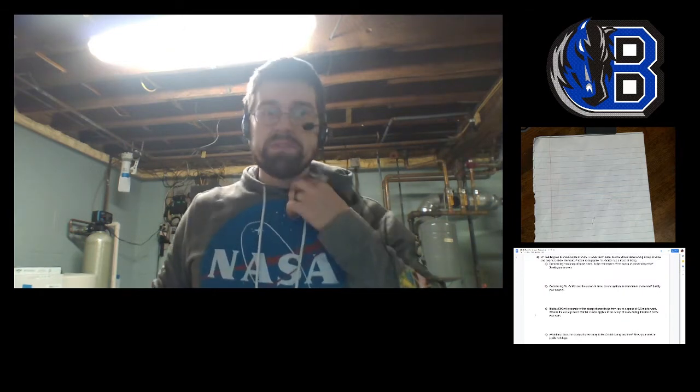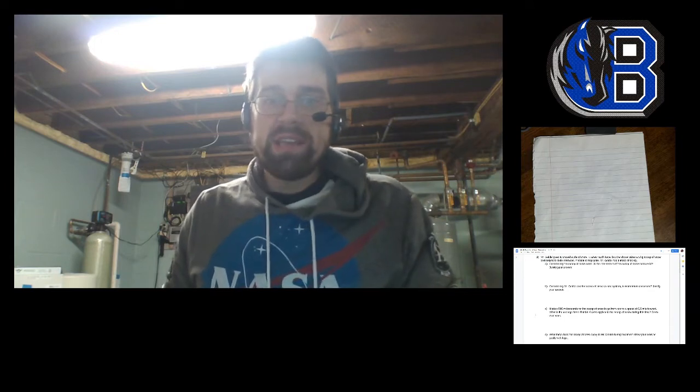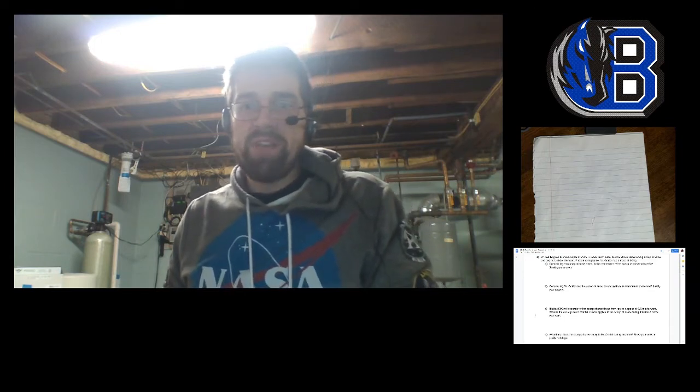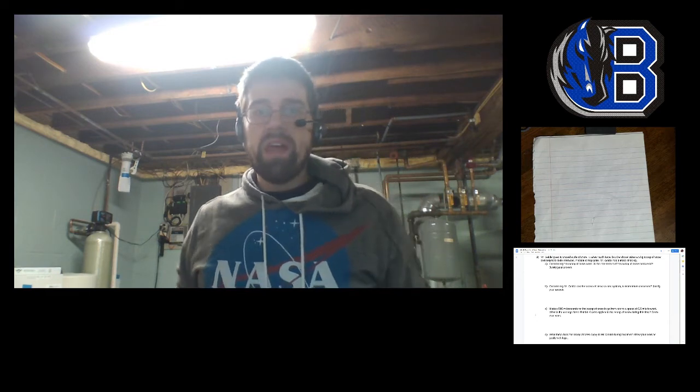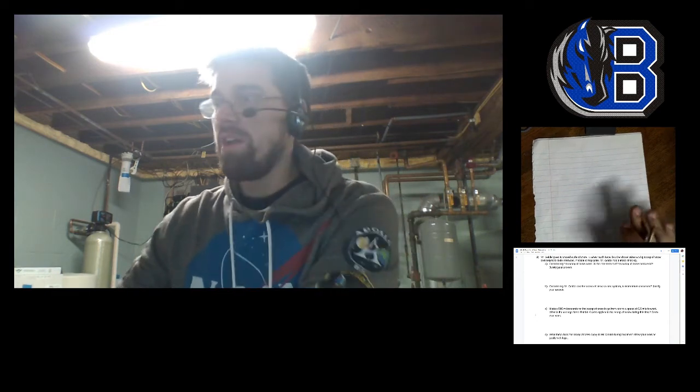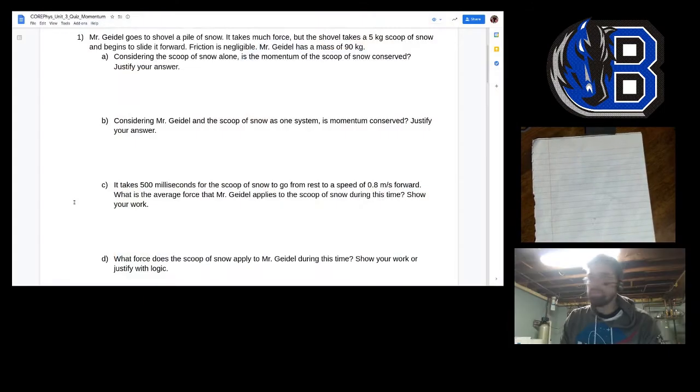Question 1 here, this was pure momentum. This was all about Unit 3 stuff. Mr. Geidel goes to shovel a pile of snow. It takes much force, but the shovel takes a 5-kilogram scoop of snow and it begins to slide forward. Friction is negligible. Geidel has a mass of about 90 kilograms. So considering just the scoop of snow alone, is the momentum of the scoop of snow conserved?